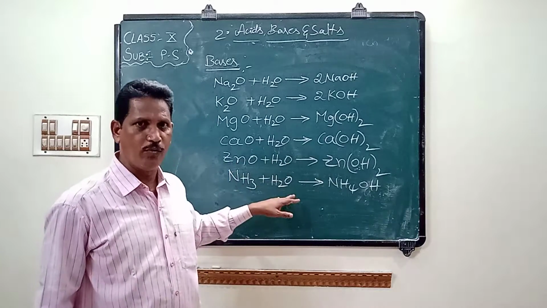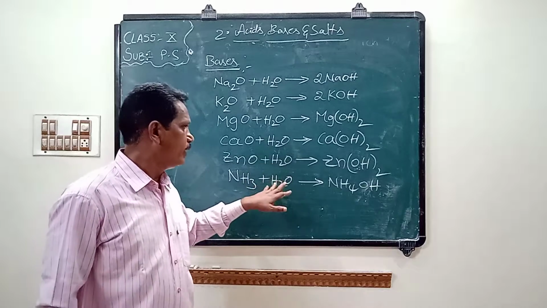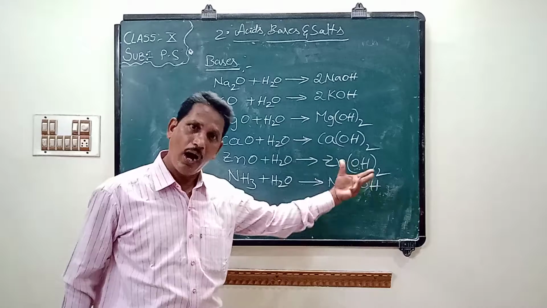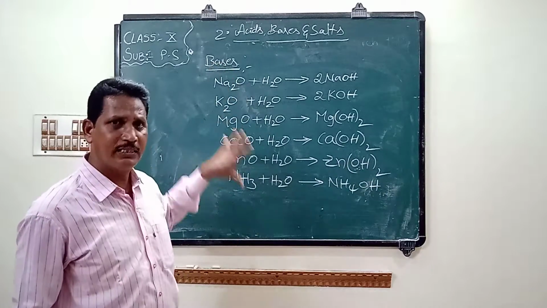Ammonia is dissolved in water. It is a non-metal oxide, but ammonia dissolves in water to form ammonium hydroxide. So these are all some examples of bases.